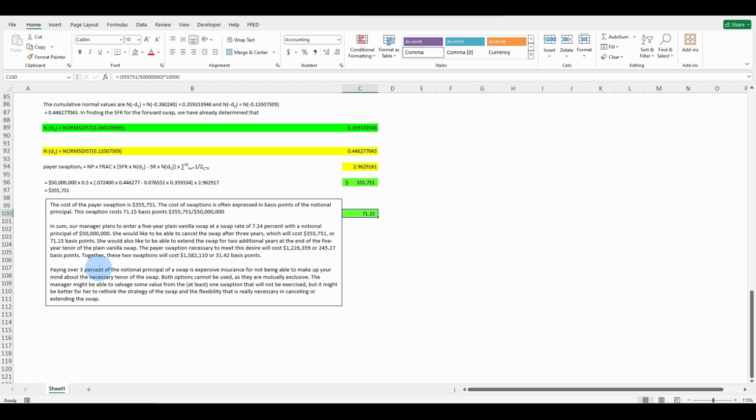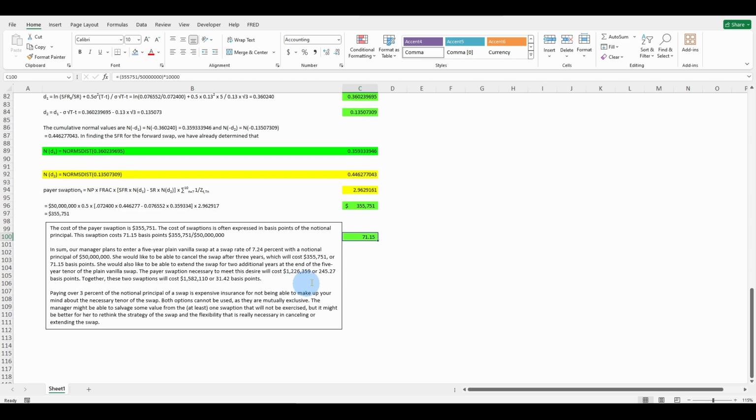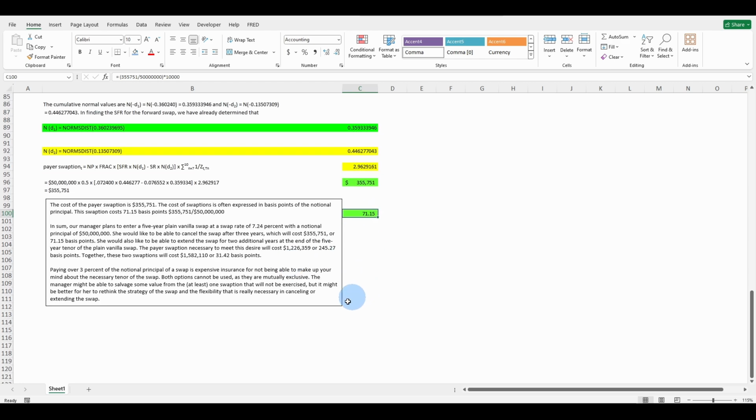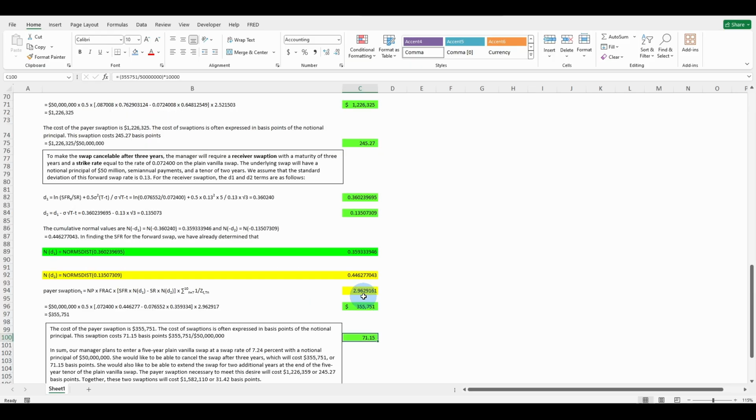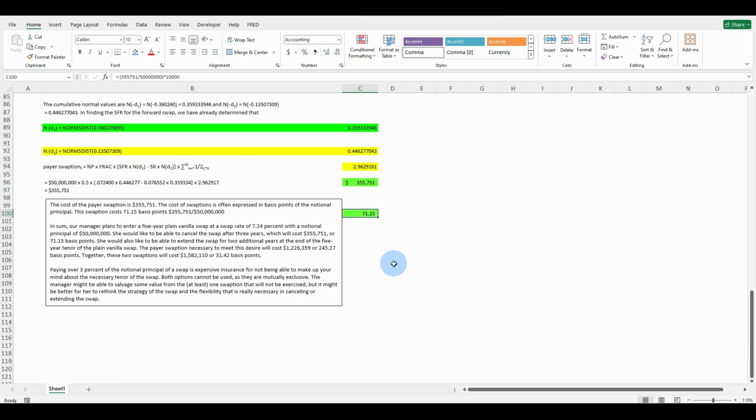Paying over 3% of the notional principal of a swap is expensive insurance for not being able to make up your mind about the necessary tenor of the swap. Both options cannot be used as they are mutually exclusive. The manager might be able to salvage some value from at least one option that will not be exercised, but it might be better to rethink her strategy and the flexibility that is really necessary in canceling or extending the swap. In other words, this is not a good idea. But it's a good illustration of the flexibility of the data available and how you can manipulate it.